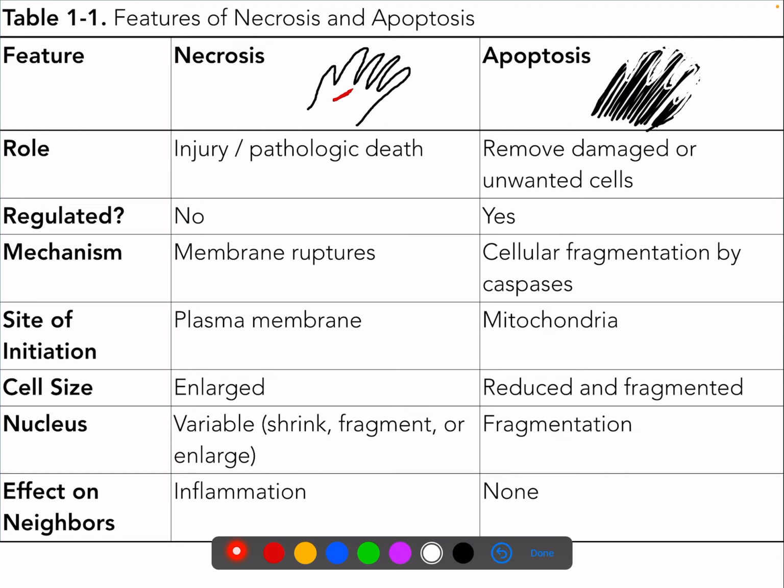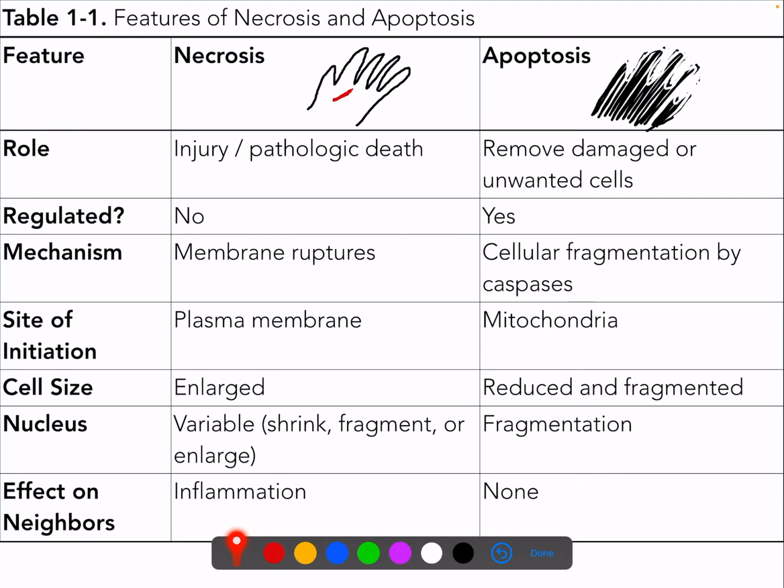Sometimes we want to remove cells. And truth be told, a lot of your neurons that you're born with don't make it to adulthood. That's a part of maturation, is killing off unwanted neurons. Now, when we kill off cells through apoptosis, what we want to do is break it down into little tiny digestible fragments, and there are enzymes called caspases that will carry this out for us.